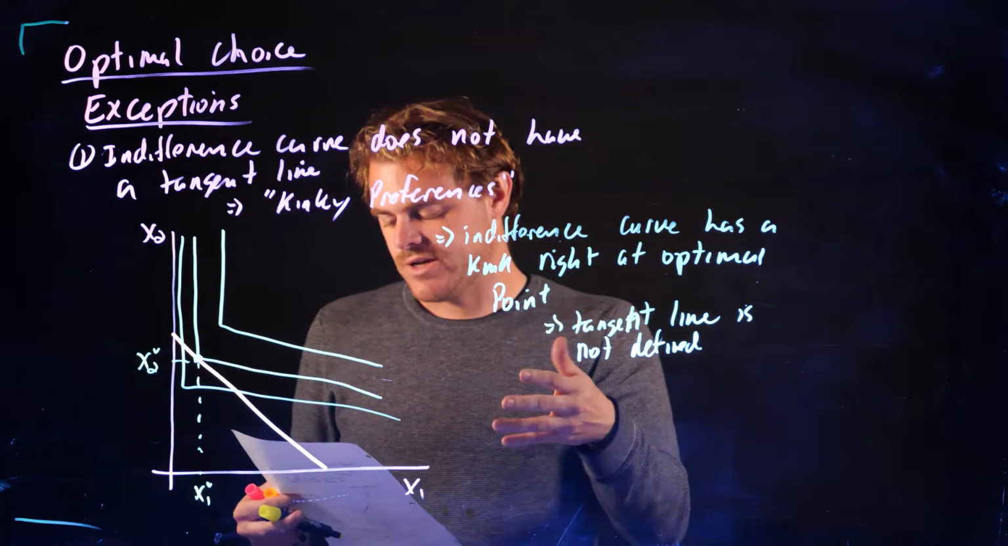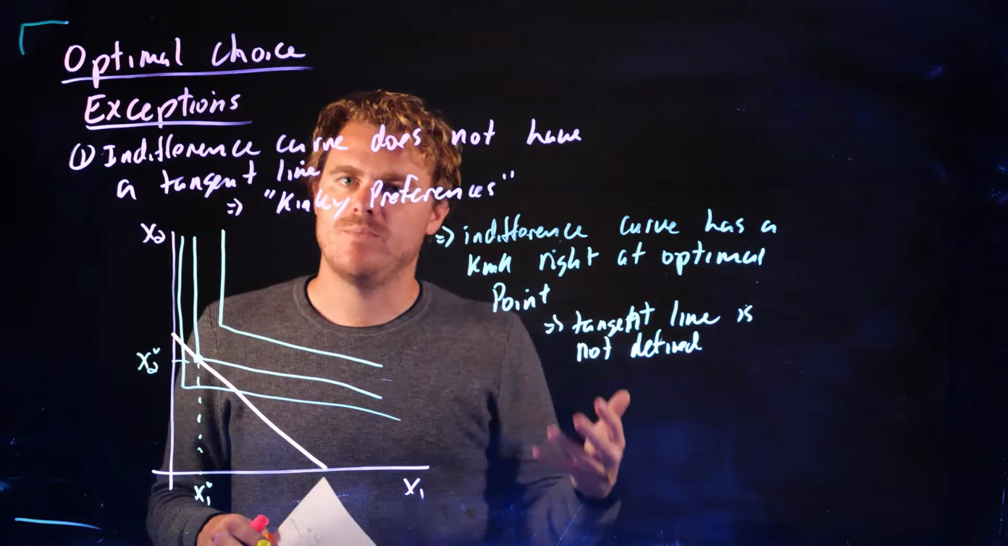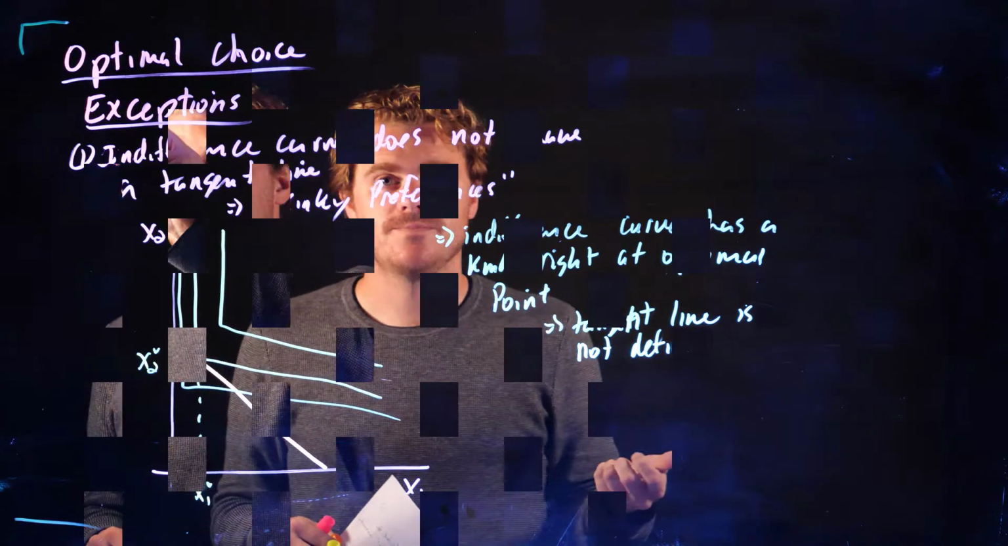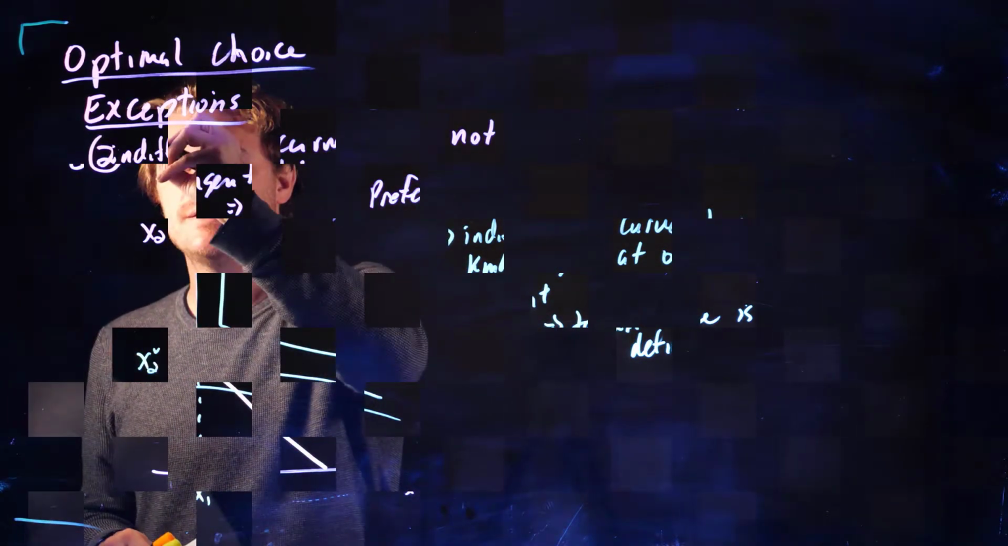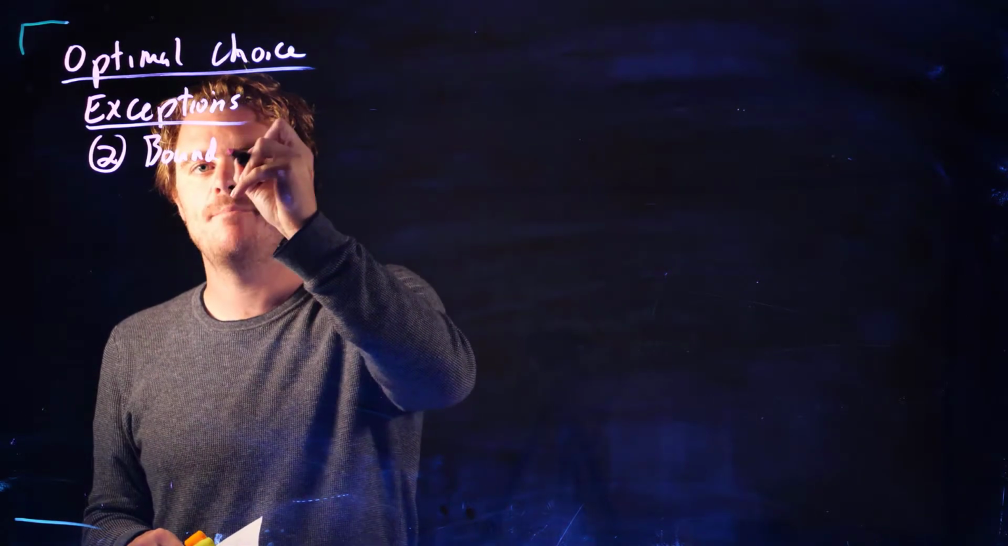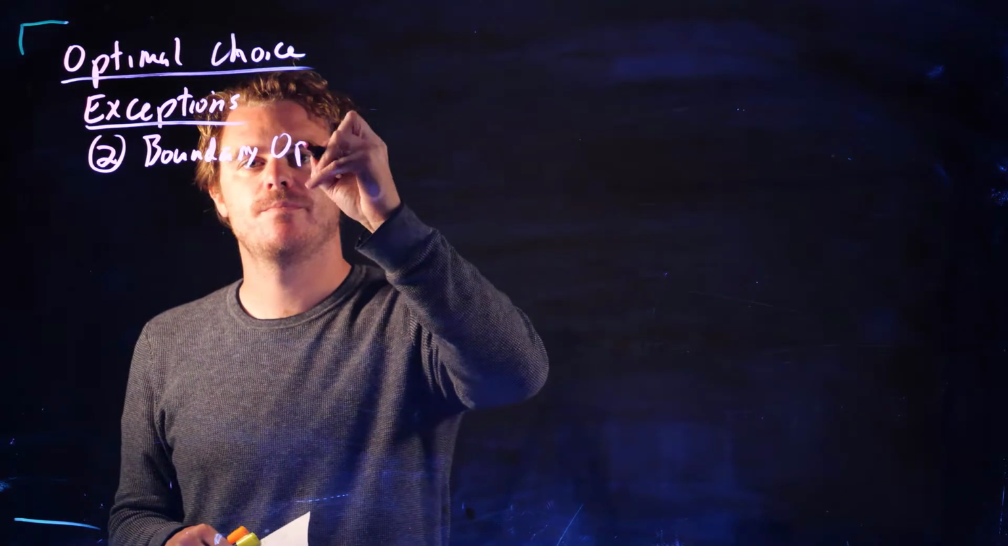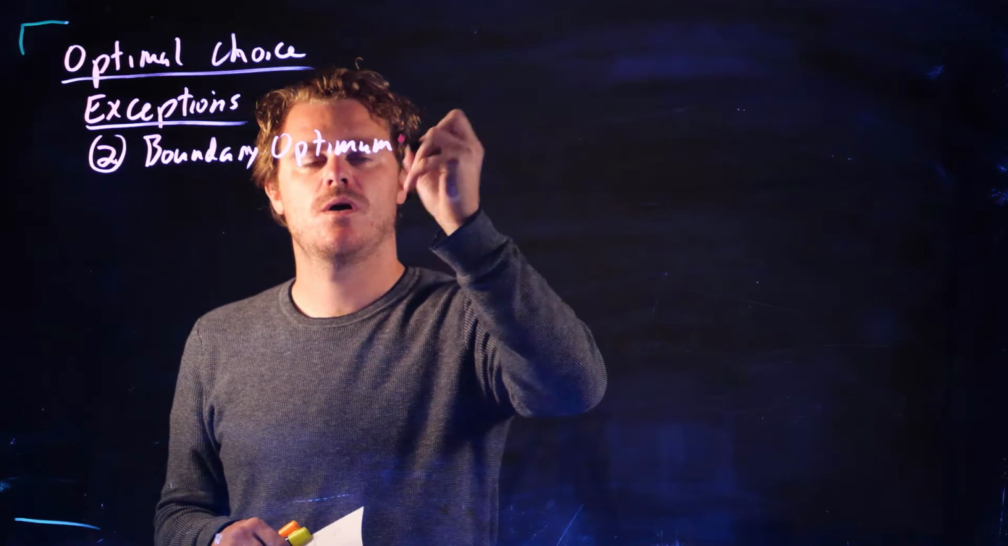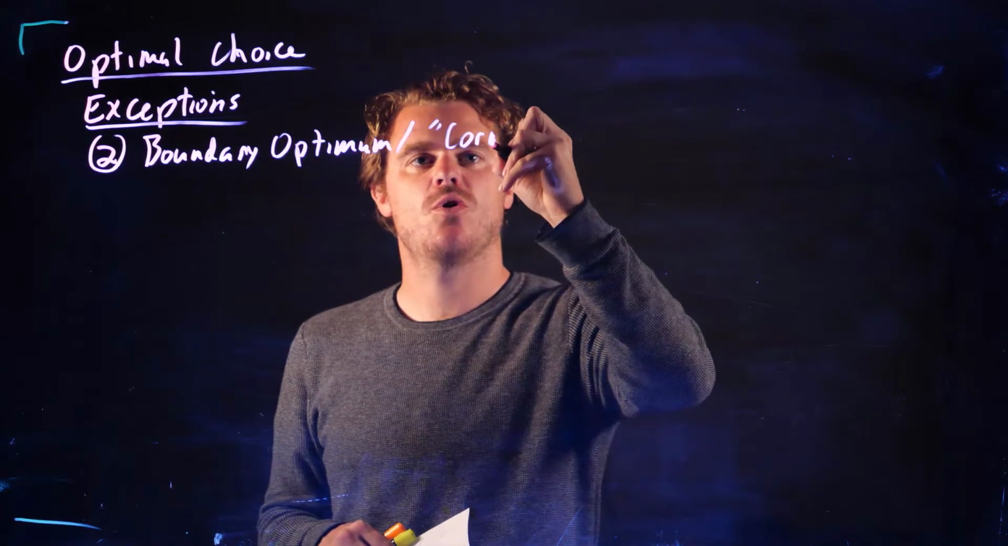All right, so let's look at another case next, and that's when we only consume one of these goods. This is when we have what we might call a boundary optimum, or sometimes a corner solution.